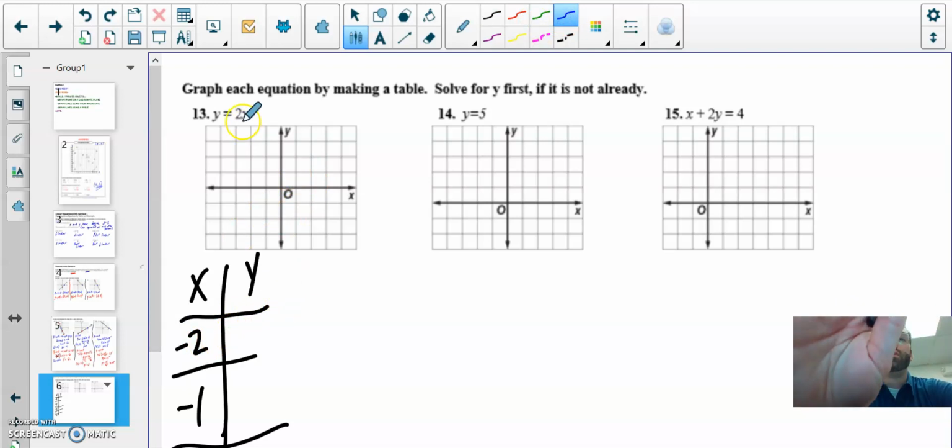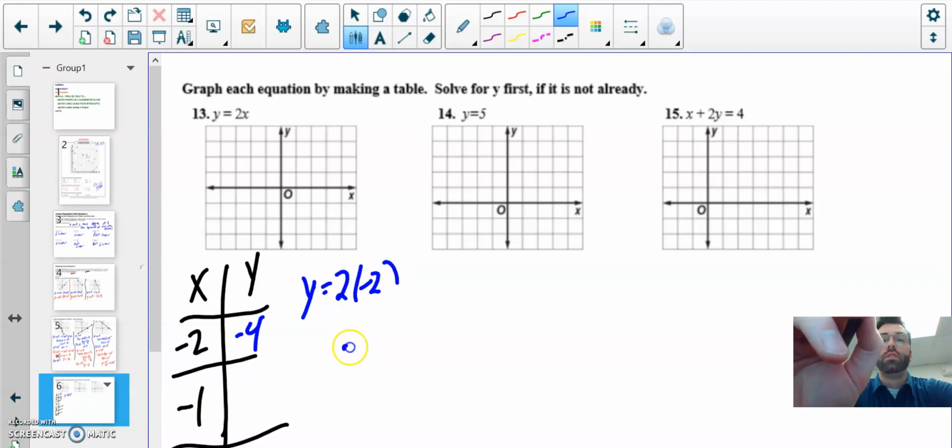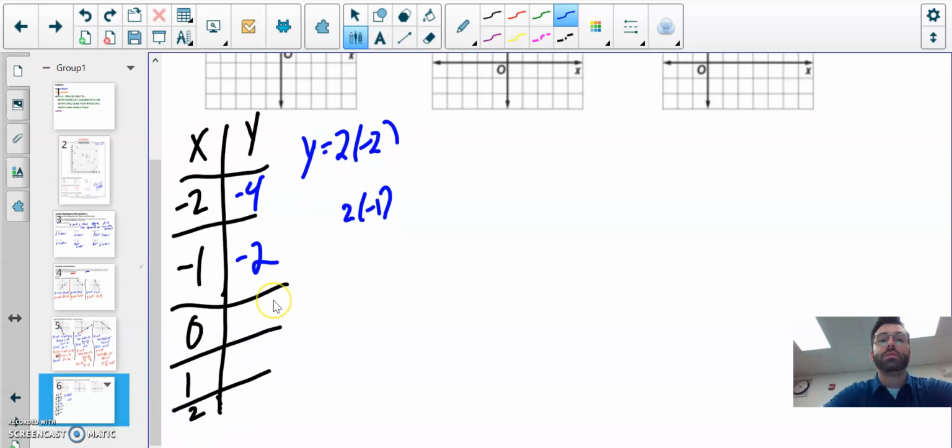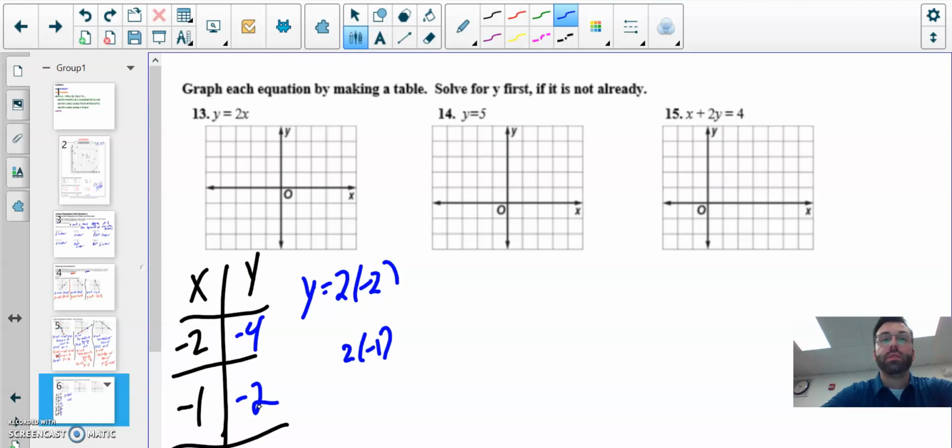So if I plug in -2 for x, I'm going to show my work over here. y equals 2 times -2, I get -4. If I plug in -1, 2 times -1, I get -2. If I plug in 0, I get 0. If I plug in 1, I get 2. And if I plug in 2, I get 4. All right, so I'm going to go over and graph these.